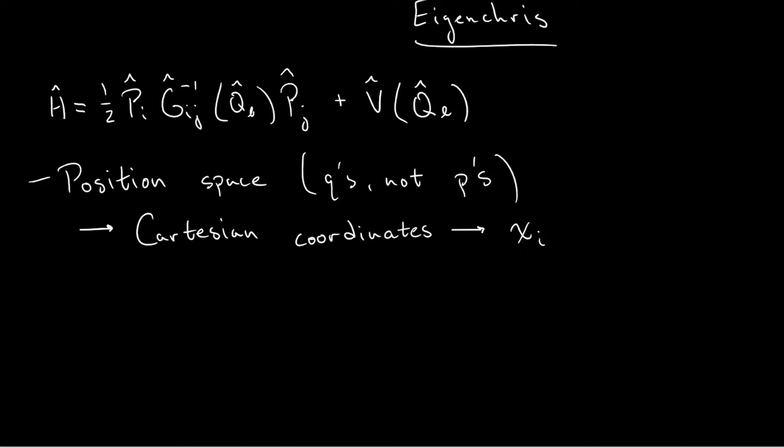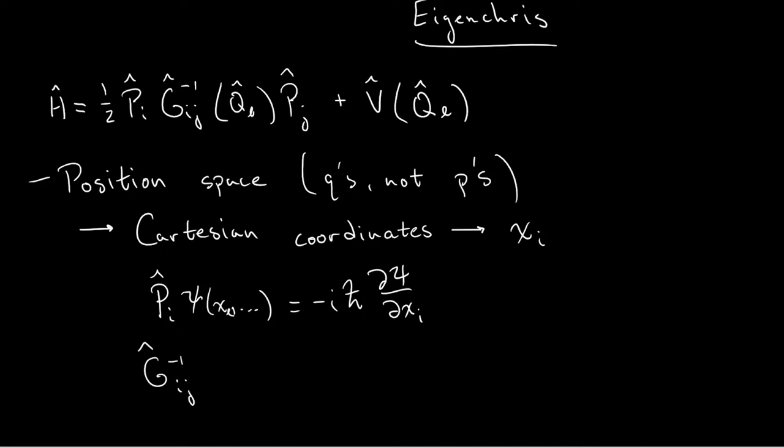Okay, so we can look at this, and we know that our p hats are given by minus i h bar d/dx_i, specifically p hat acting on psi of x. I don't care what other spaces I'm working in, the only thing that matters is x here. And then my g function, g inverse ij hat, a function of q hat l, acting on psi of x_l.